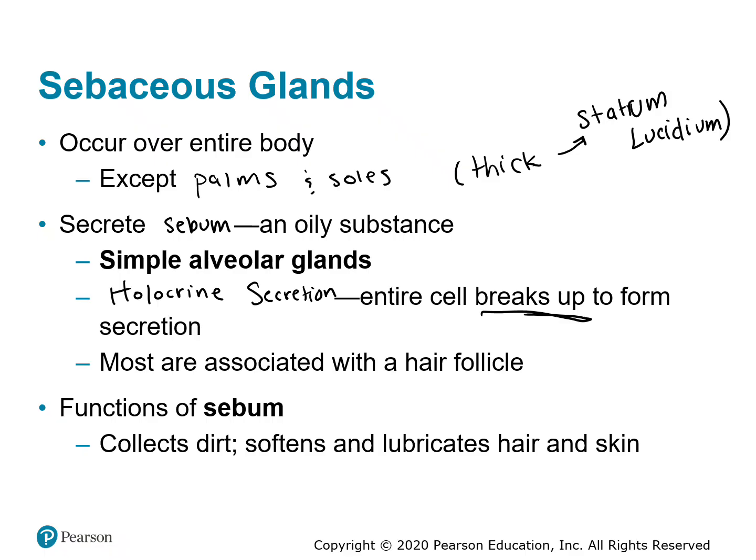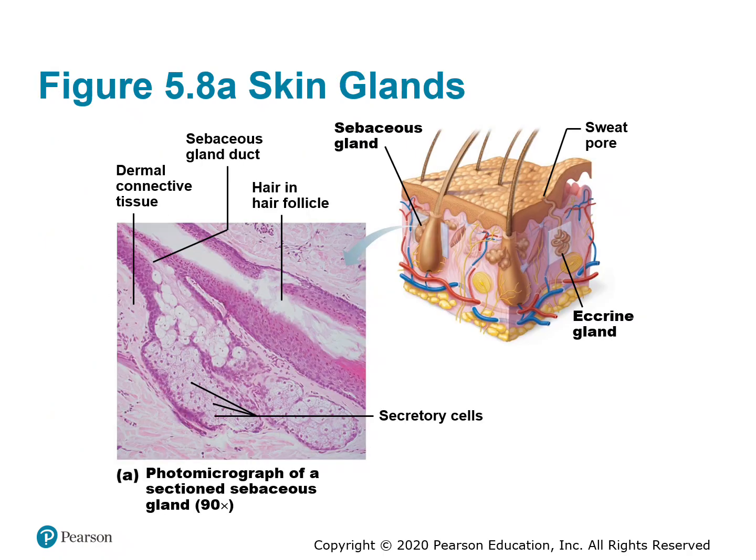Most sebaceous glands are going to be associated with a hair follicle. There will be a hair follicle, and the way that sebaceous gland gets out is through that hair follicle most of the time. Sebum helps to collect dirt, soften, and lubricate your hair and skin. It's good for you, so don't get rid of all of the oil on your skin.